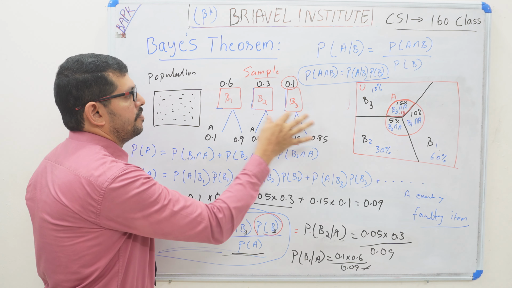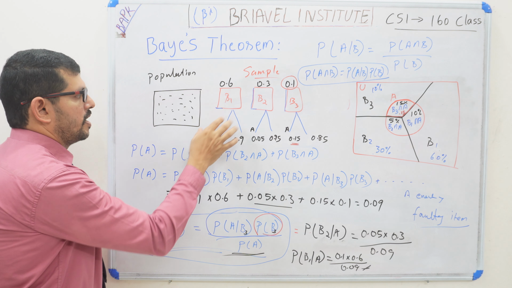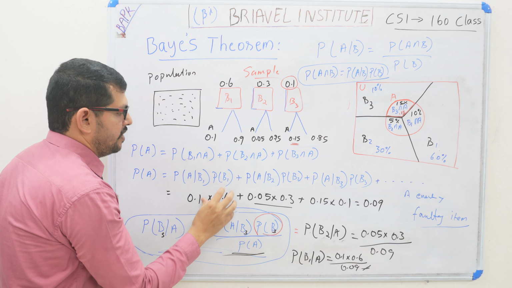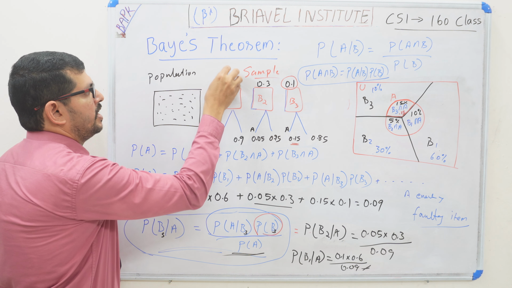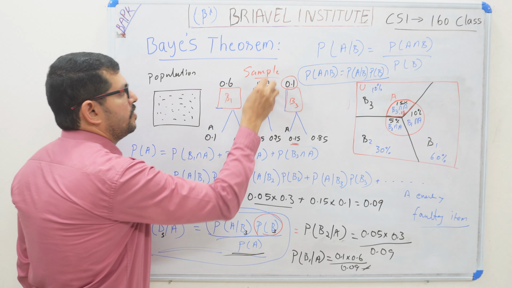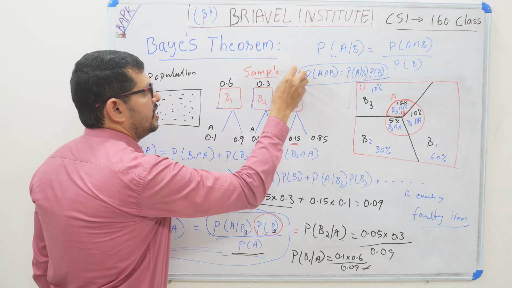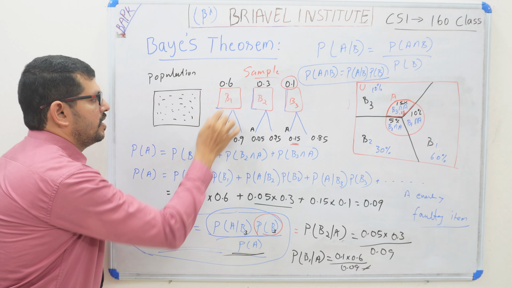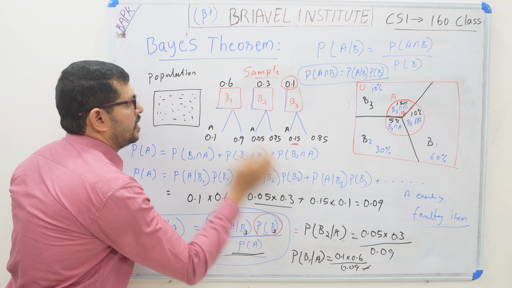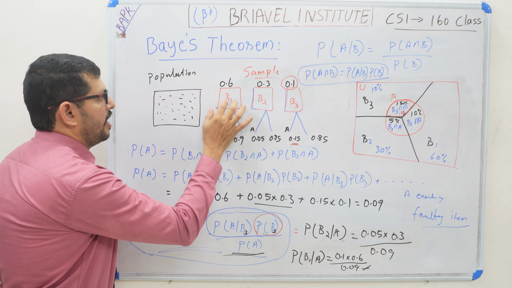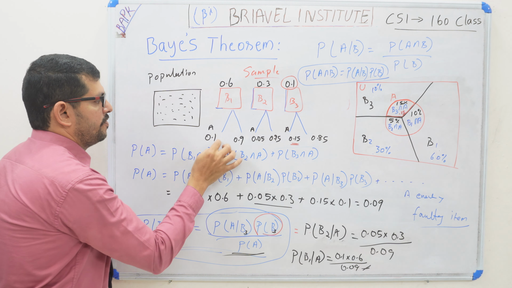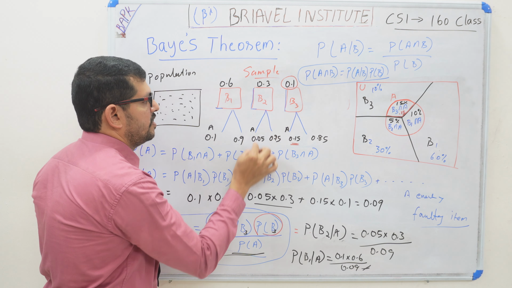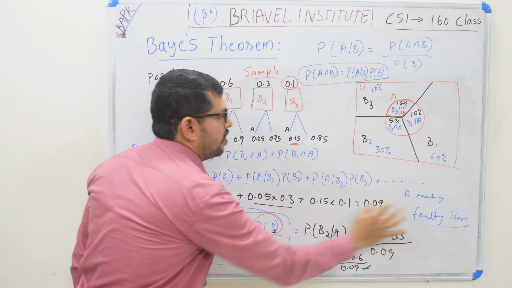This is a tree diagram. We can write the tree diagram. So how to draw the tree diagram, and from the tree diagram we can easily understand it. B1, what is the probability? 0.6. B2, what is the probability? 0.3. B3, what is the probability? 0.1. So from the tree diagram we can easily write the total probability. B1 is selected, and out of B1, what is the chance of a faulty item? 0.1. Out of B2, 0.3. What is the faulty item? So we can easily write the total probability.